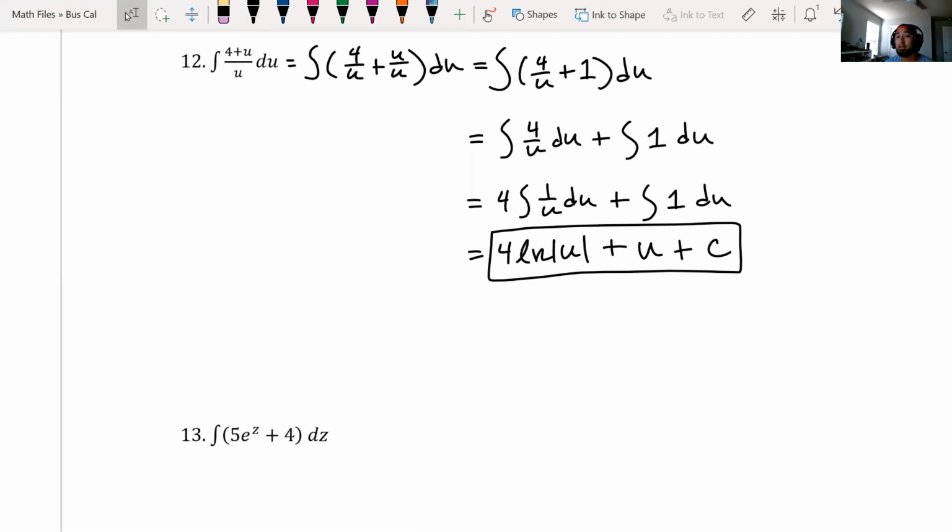And 13. The integral of 5e to the z plus 4 dz. So what we're going to do is, again, split it up into two integrals. This time we can skip a few steps. For 5e to the z, I'm going to rewrite this as 5 times the integral of e to the z dz. So I already took the 5 out, so we're saving some time here. Plus the integral of 4 dz.